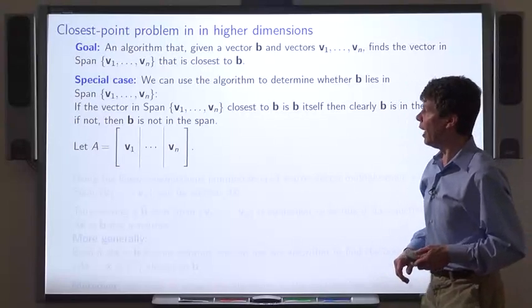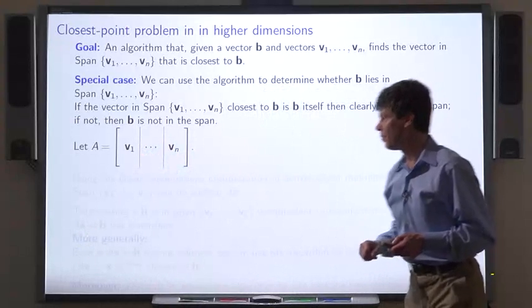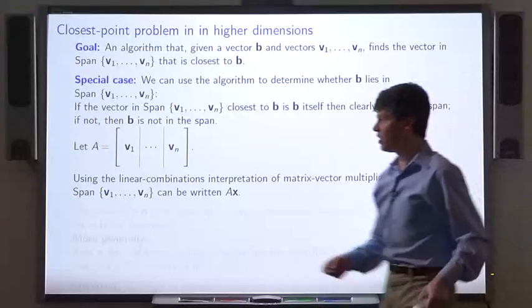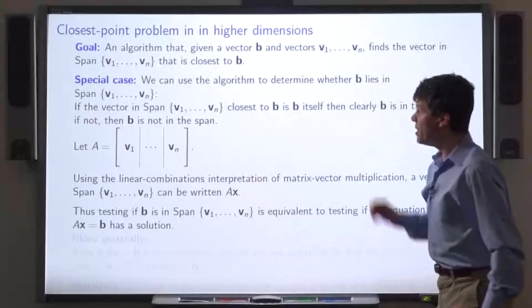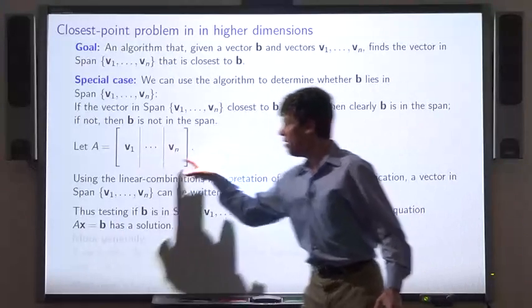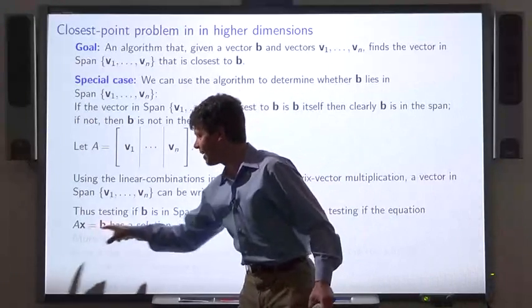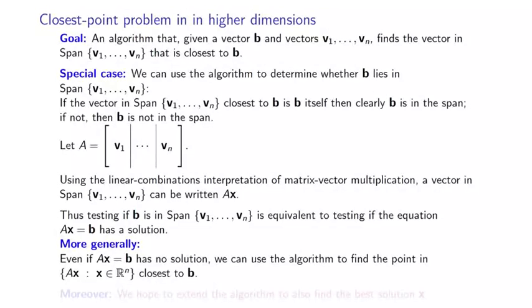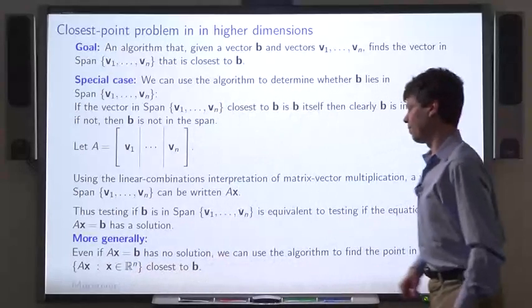So let A be the matrix whose columns are V1 through Vn. And using the linear combinations interpretation of matrix-vector multiplication, a vector in the span of V1 through Vn can be written as A times x. Thus, testing if B is in the span of V1 through Vn is equivalent to testing whether the matrix-vector equation Ax = B has a solution. More generally, if Ax = B possibly doesn't have a solution, we can use the algorithm to find the point in this set that's closest to B.